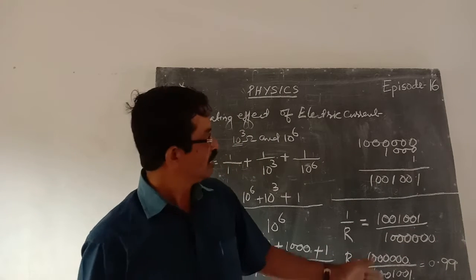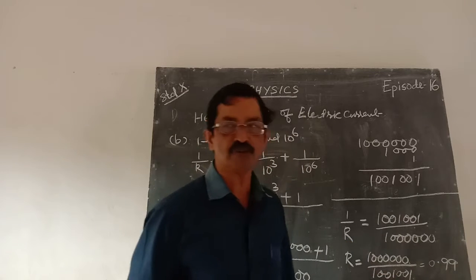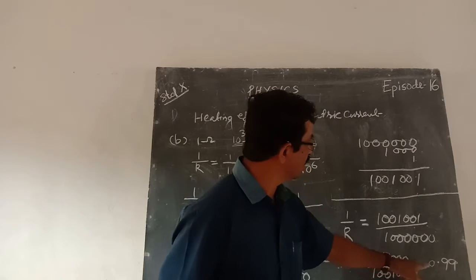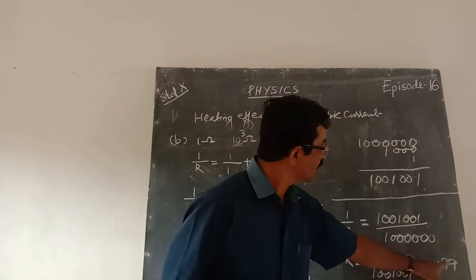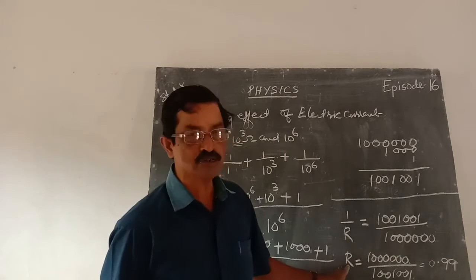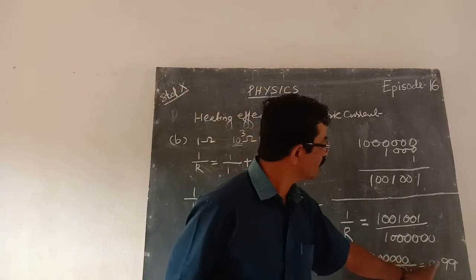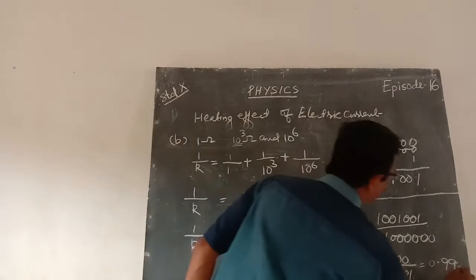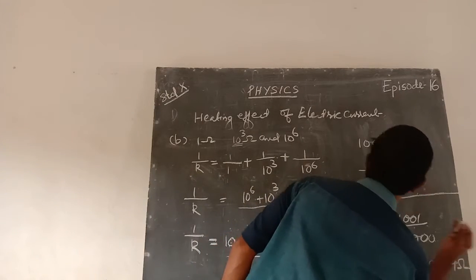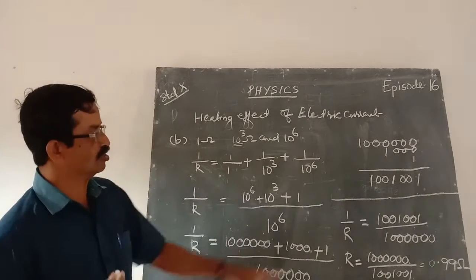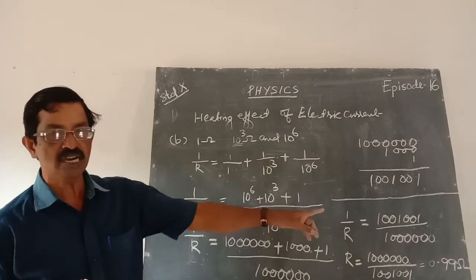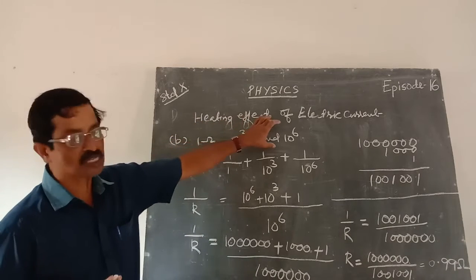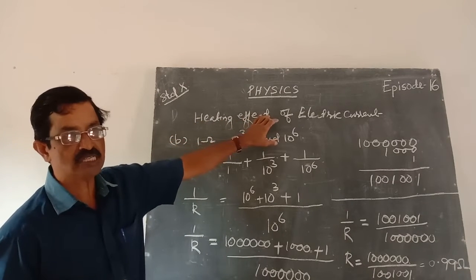That means we can take this approximately as 1. That means here also we get the value nearly equal to 1, or here we got the value R is equal to 0.99, that much. That means effective resistance, its unit is ohm. See, here we connected a number of resistances. What is the effective resistance?